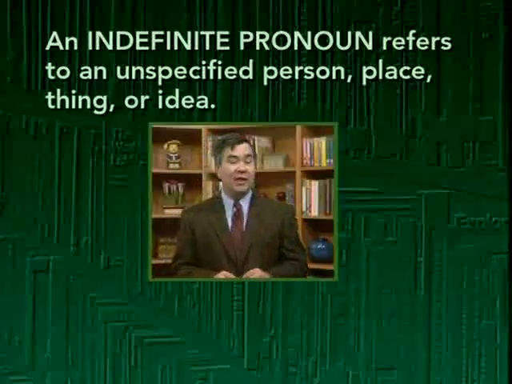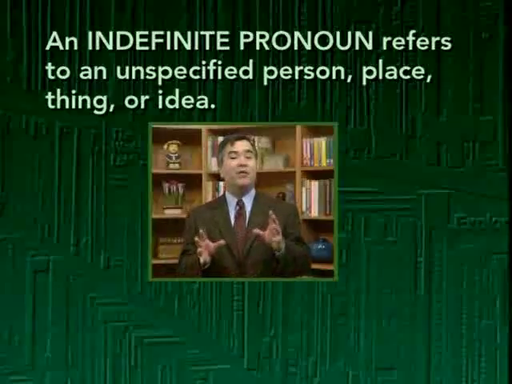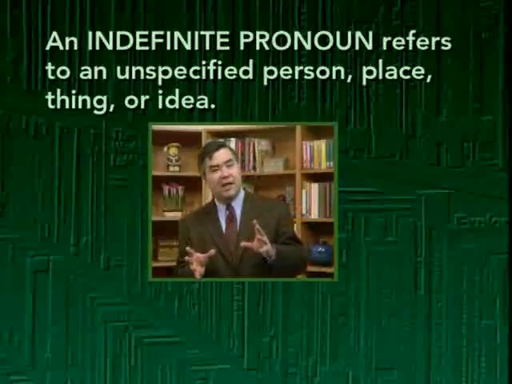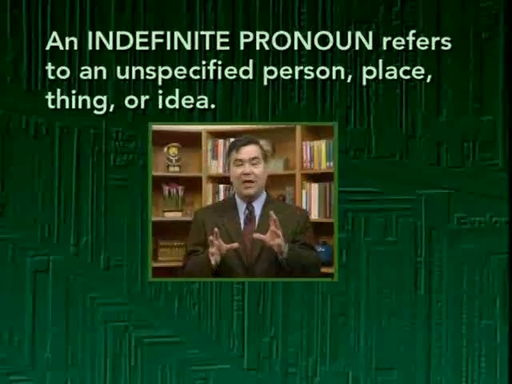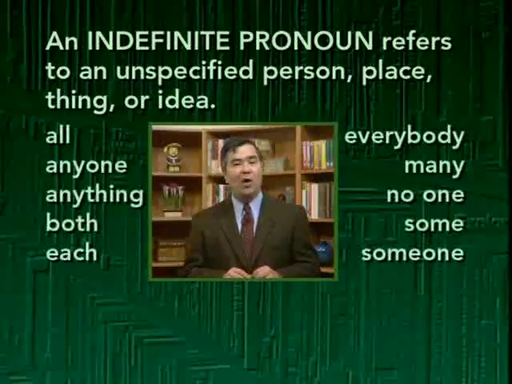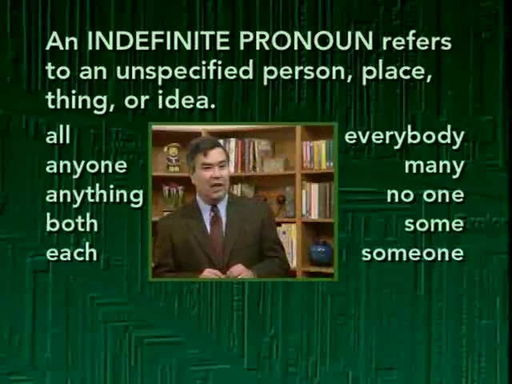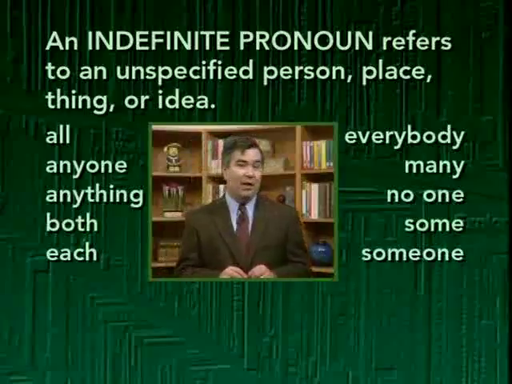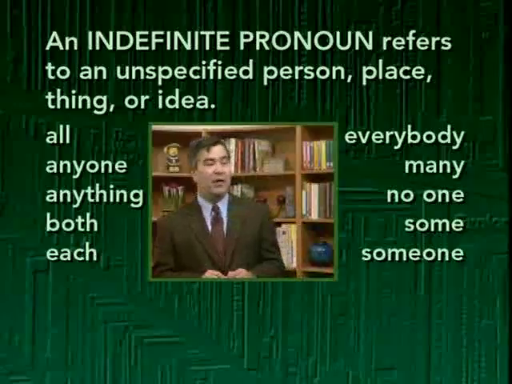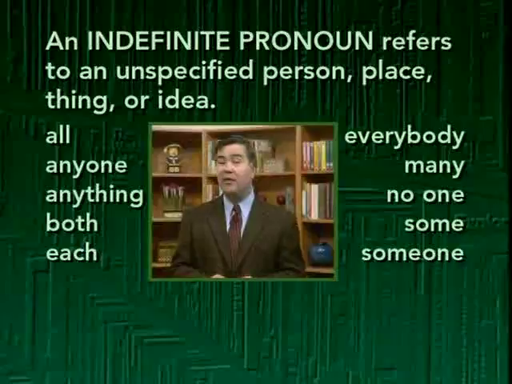As you can see when we look at some examples of indefinite pronouns, these are words that refer in a somewhat vague way to one or more people, places, things, or ideas that are not specified or named in the sentence or anywhere near it. Here are some examples of indefinite pronouns: all, anyone, anything, both, each, everybody, many, no one, some, someone. And there are many other indefinite pronouns. You can probably make up for yourself some examples of sentences using these indefinite pronouns.